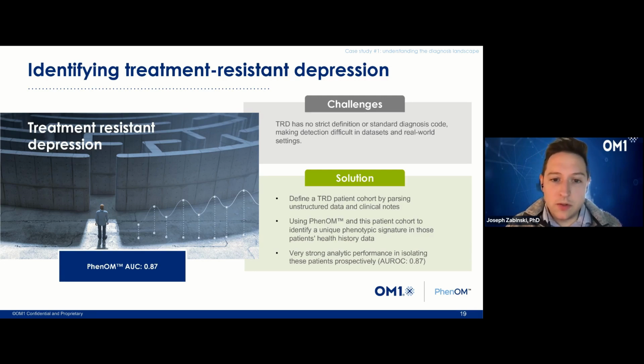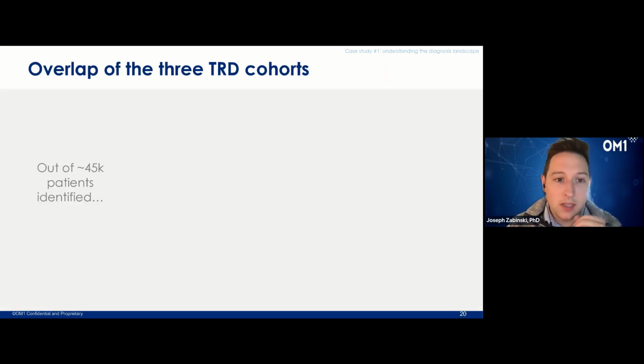I'll give a little bit of the punchline. When we use digital phenotyping and our phenome technology here to identify these patients, we perform quite well. I won't belabor the statistics here, but for those of you who are familiar with AUC metrics, 0.87 is quite a good score. And this is reflecting the underlying technology's ability to isolate TRD patients within an MDD pool.